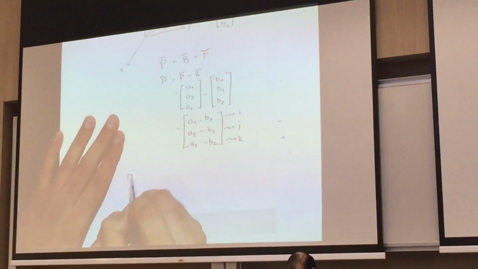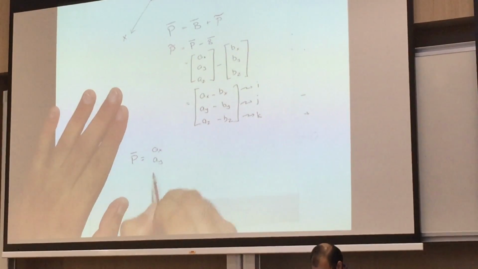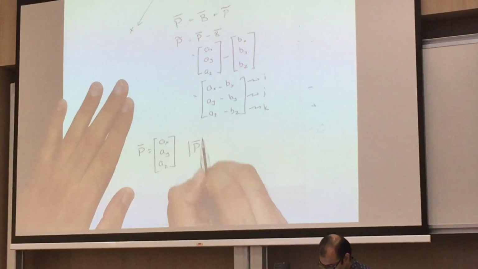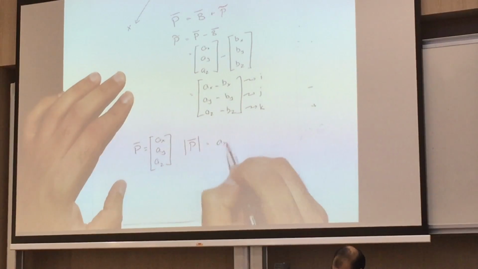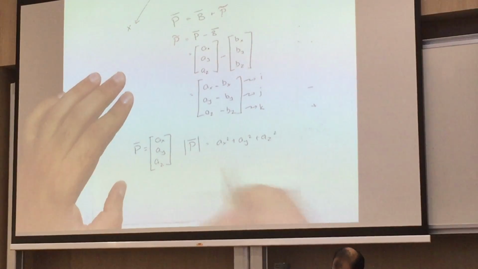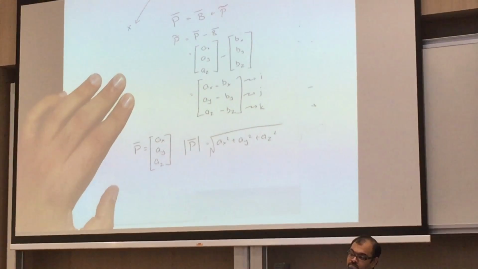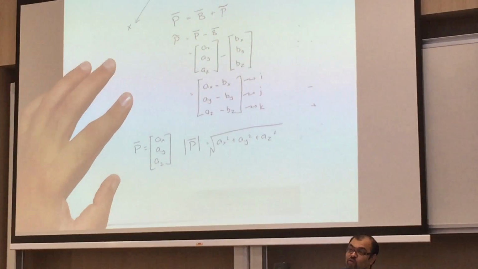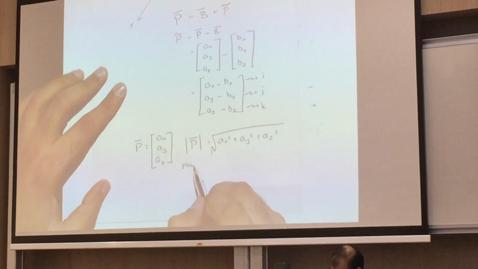Let's say you have ax, ay, az, right? How do you find the magnitude of b? You have ax squared plus ay squared plus az squared. Remember this? Okay, this is how you find the magnitude of a vector.